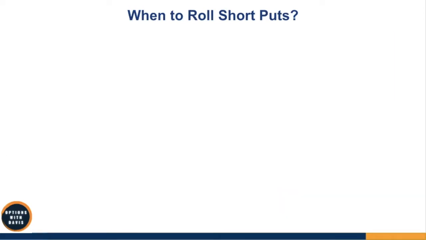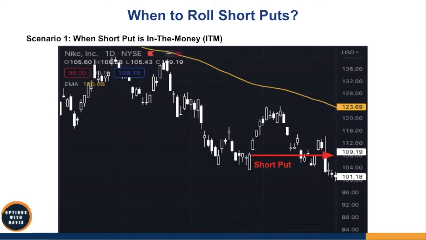So now that you know the three different types of rolls, when do you exactly roll them? Okay, so there are three scenarios. So the first scenario is when the short put is in the money. So this is the most common one. So for example, you have a short put, say at around 109, and the market has dropped down to 101. So this is in the money already. So this is the time where you want to start rolling to avoid the possibility of getting assigned.